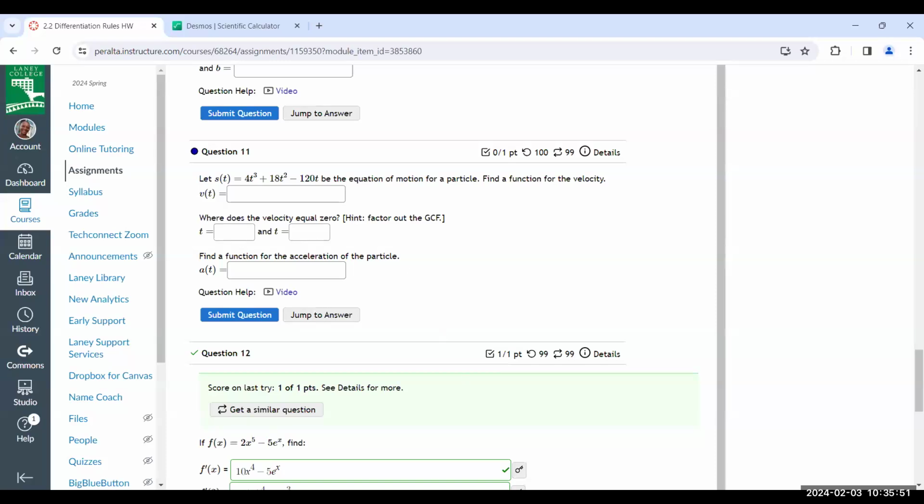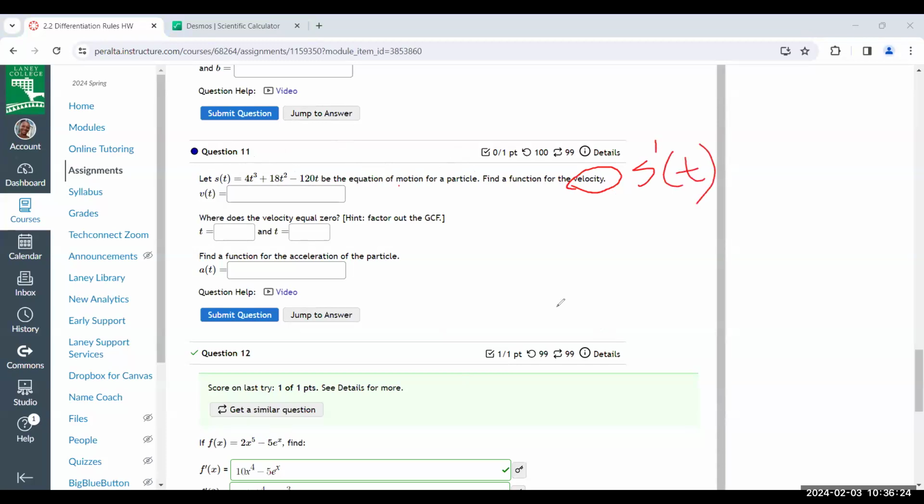We'll look at part of number 11. So first of all, it says let s of t equal this function. And then it says it's the equation of motion for a particle. So that means it's a position function of a particle that's moving, right? And then it says find the function for the velocity, which is telling us to find the derivative. So this is asking us to find s prime of t.